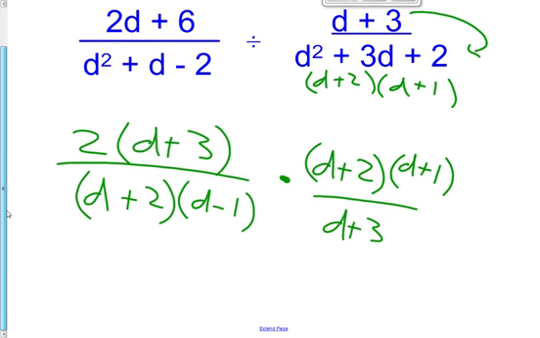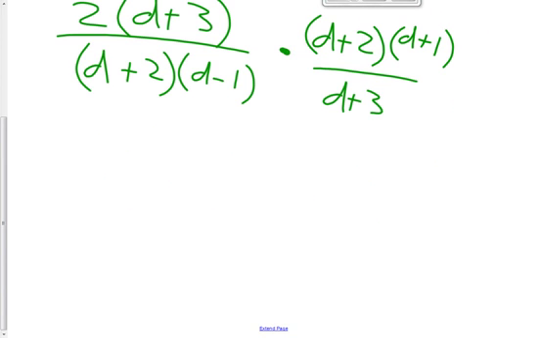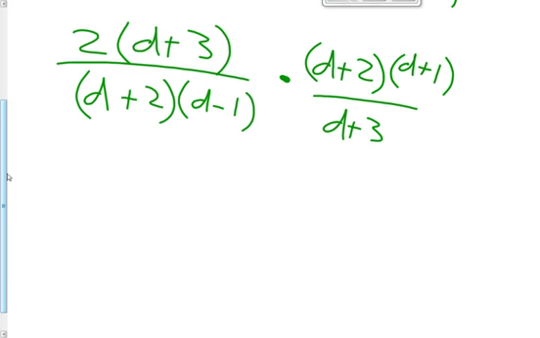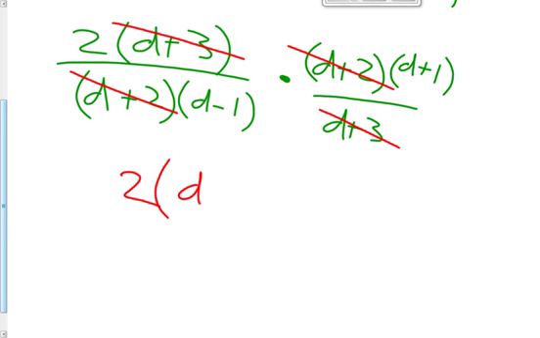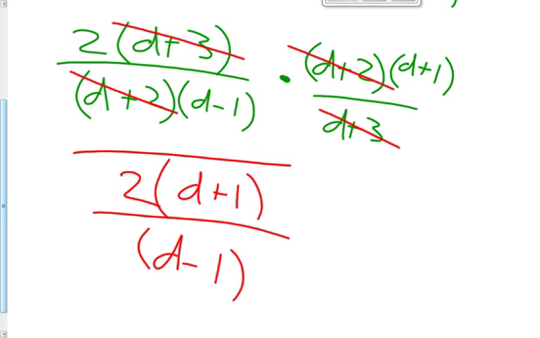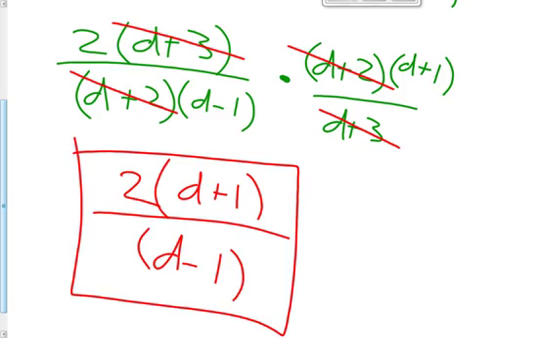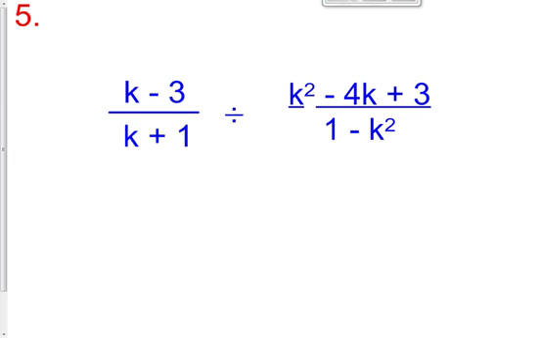Now we're going to reduce common factors. Let's see here. D plus 2, gone. D plus 3, gone. So we have 2 times d plus 1 in our numerator and d minus 1 in our denominator. There's hopefully what you should have gotten for problem number 4. Problem number 5 is a lot of fun. You're going to smile when you do this one, I guarantee it.